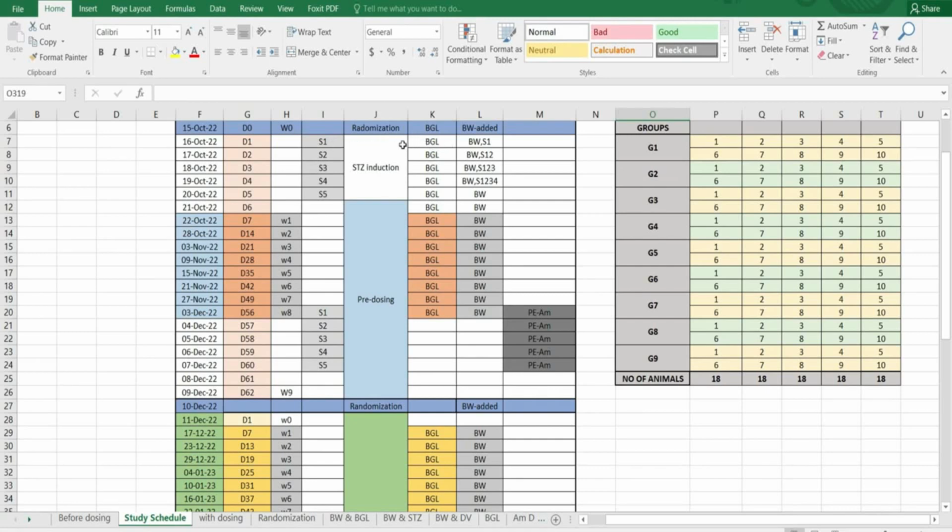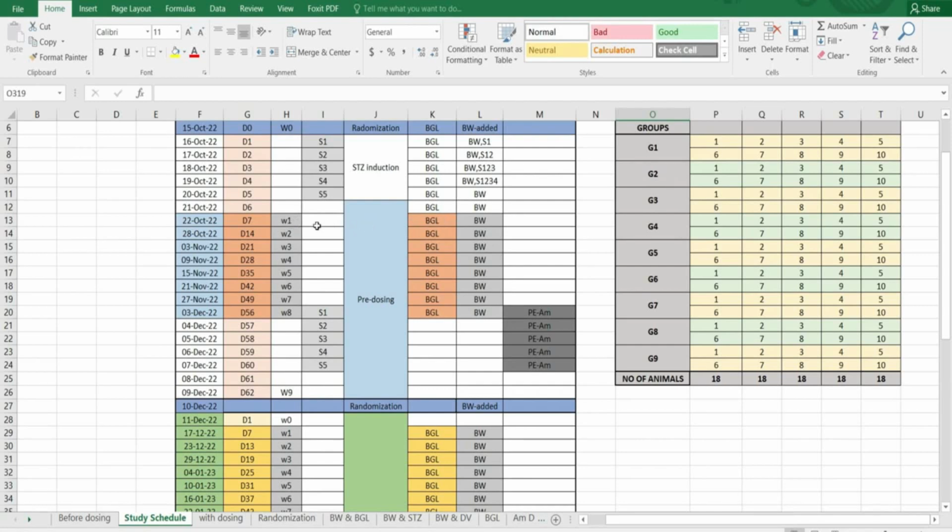So that we have to confirm. What happens, sometimes animals are not induced, so those animals we have to mark, and again we have to reinduce those animals with the same amount of STZ in the very next set, so that we can again check whether they are coming in the diabetic range or not.